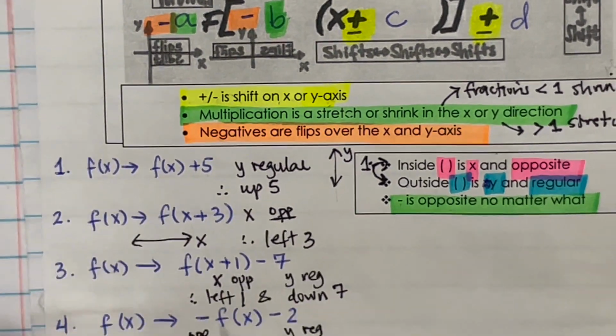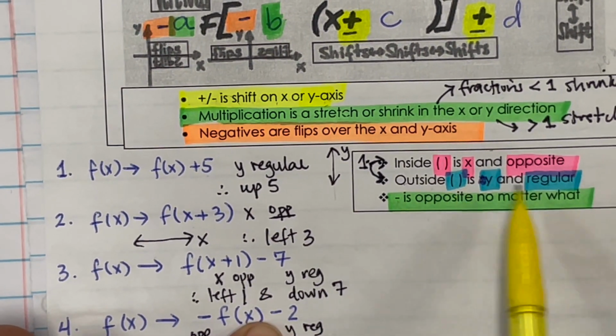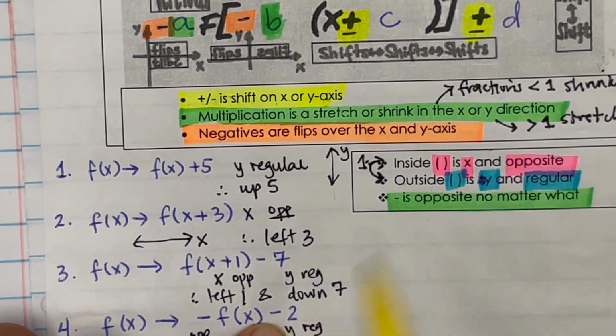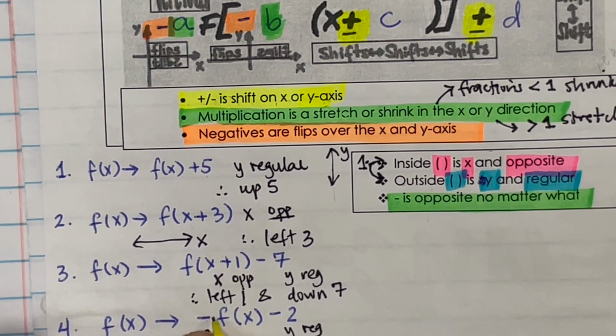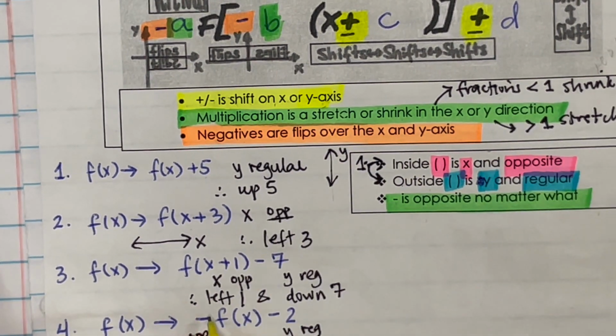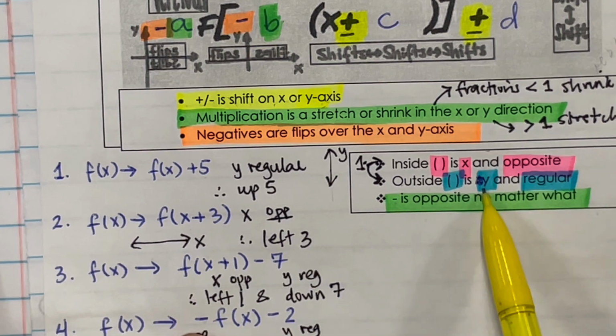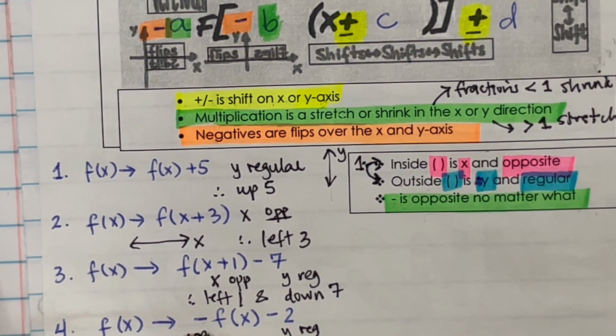So I just want to do a couple. I'll do one more. All right, so this one is outside, y and regular. So down 2 is what you think in the y direction. This is a negative, and remember, negatives are flips over the x and y axis, and they're opposite no matter what. So this is outside. Because it's outside, you think it's y, but because it's opposite no matter what, it's flipping over the x. All right, now that you know that, let's come to the question.